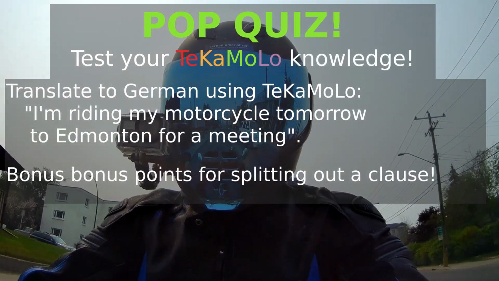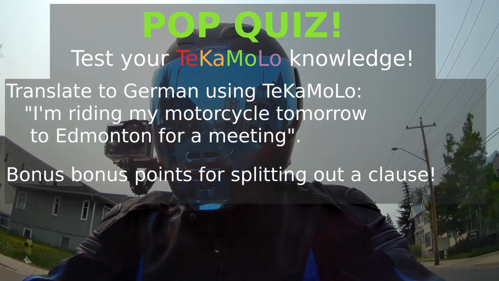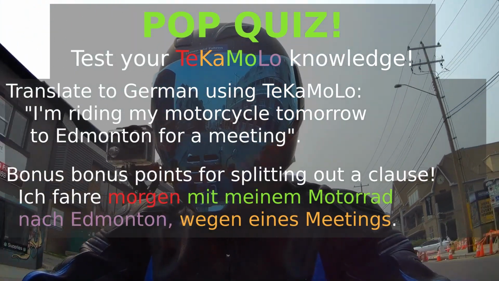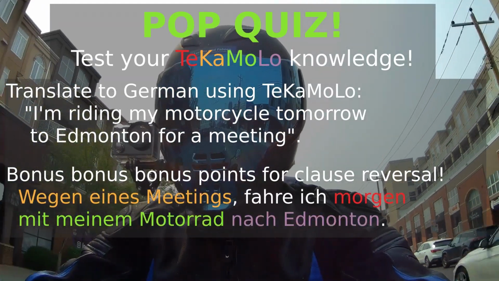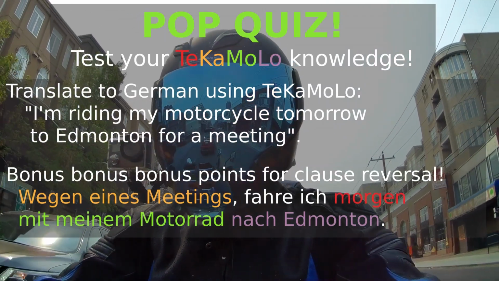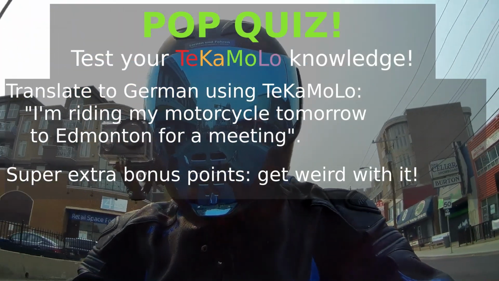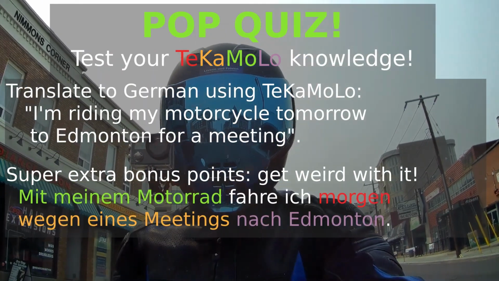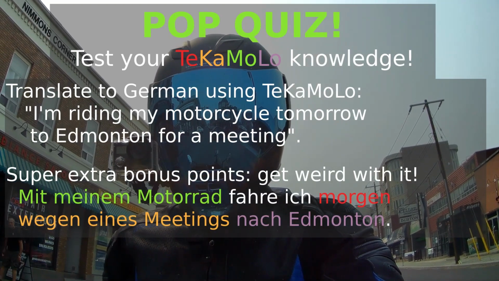And bonus points if you split, let's say, the Kausal into its own sentence clause. Ich fahre morgen mit meinem Motorrad nach Edmonton, comma, wegen eines Meetings. Great. And bonus points if you put that subordinate clause first. Wegen eines Meetings, comma, fahre ich morgen mit meinem Motorrad nach Edmonton. It still works. And super extra bonus points if you moved something to position 1 that you wouldn't normally move to position 1 in English. Let's say the Modal. Mit meinem Motorrad fahre ich morgen wegen eines Meetings nach Edmonton. It still works in German.